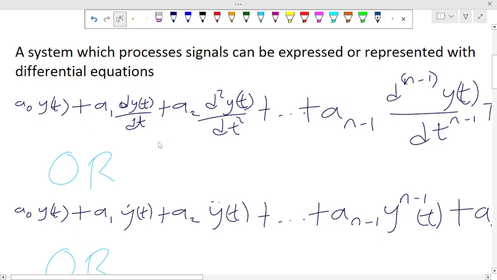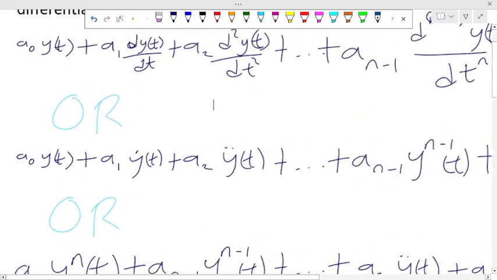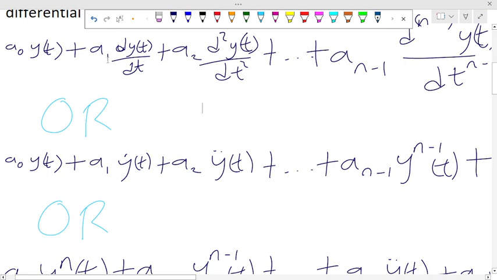Now this is representing the output signal in differential equation. As straightforward as that, guys. Now, what I've written here, we can also write in this form. Of course, this is the first term. This is what we have here. The next term, that's the first derivative. You just put a dot on top of it.